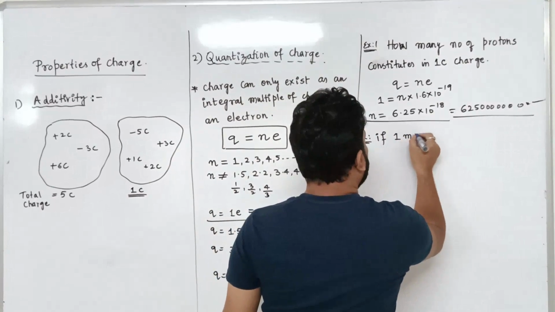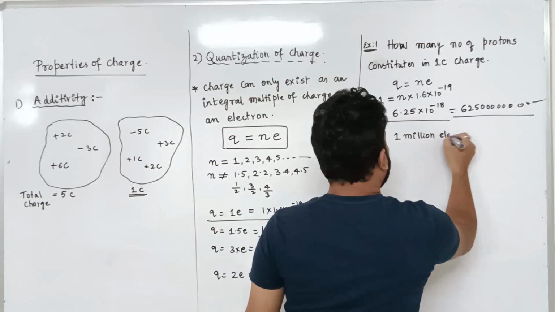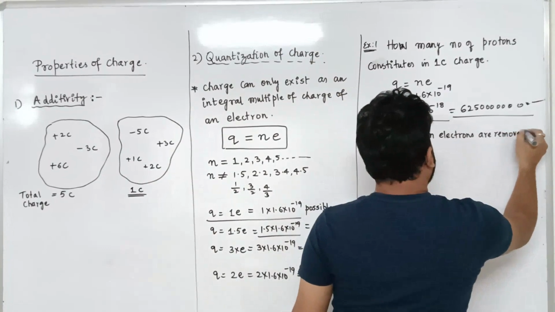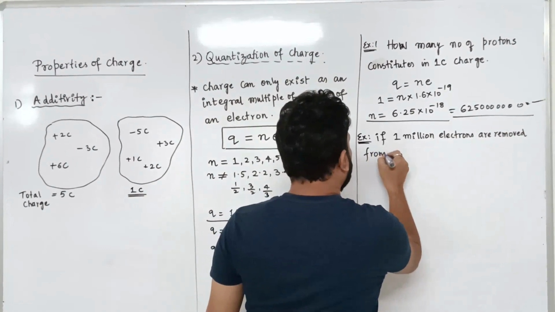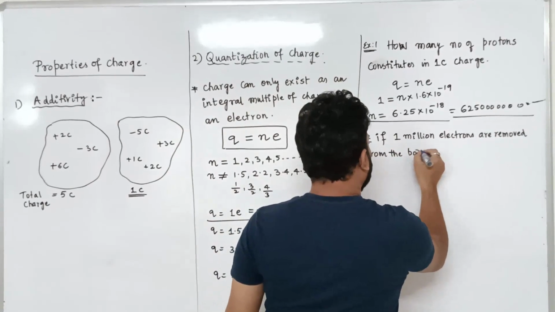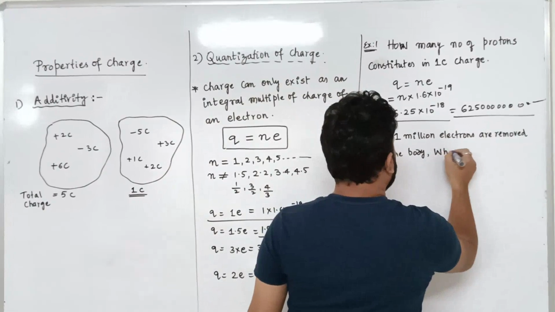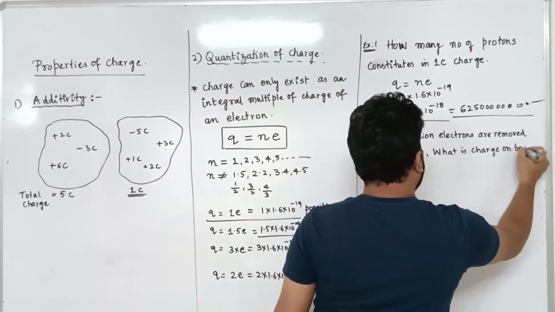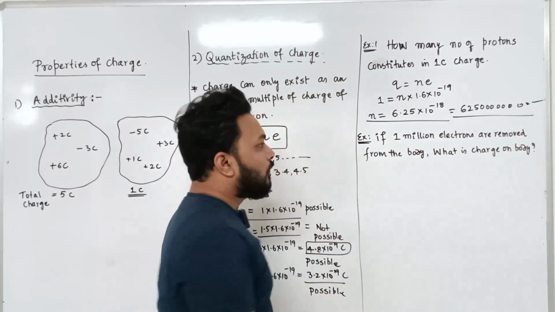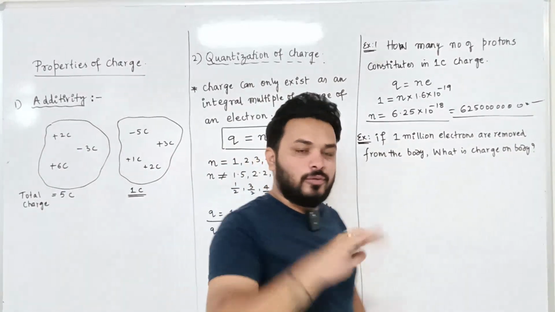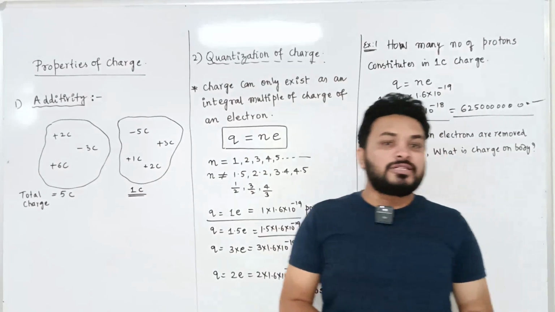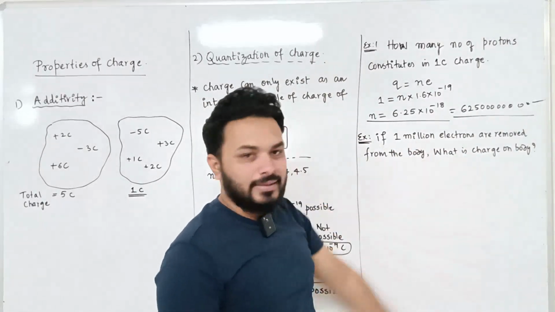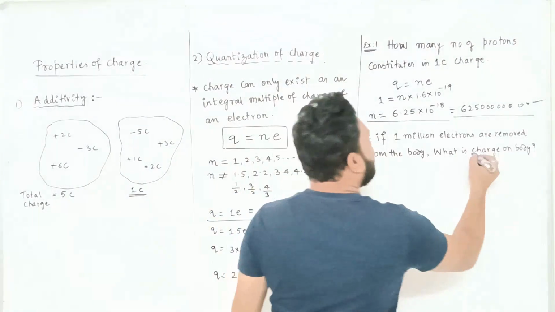If 1 million electrons are removed from the body, what is the charge on the body? What do I mean by this? What we are doing? 1 million electrons we are removing from the body. इसका मतलब body क्या charge होता है? Positively charged. It is losing the electrons now. How many electrons? 1 million electrons. Understood? That charge we need to find out.